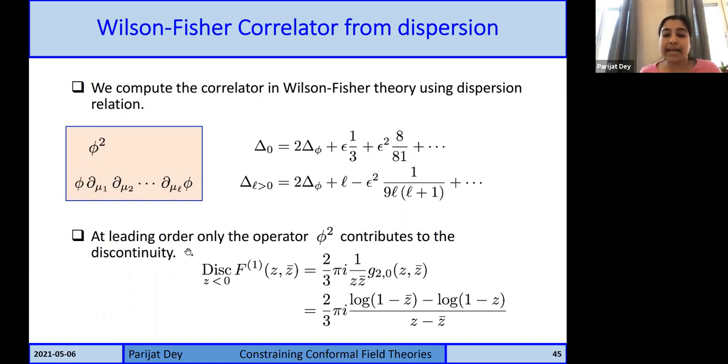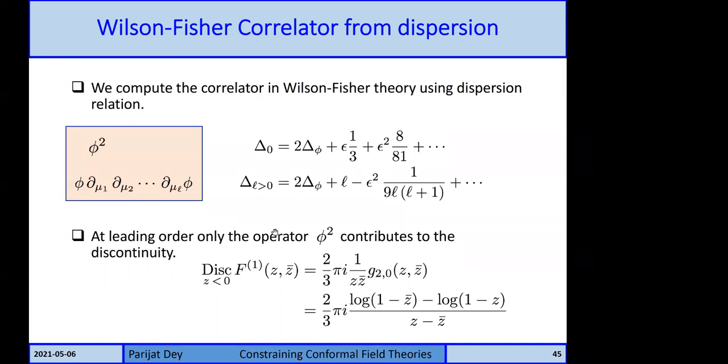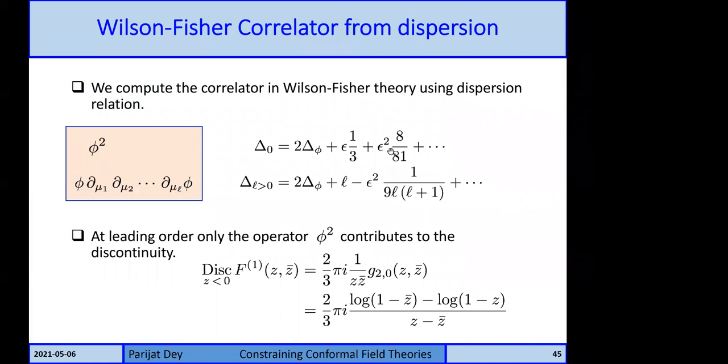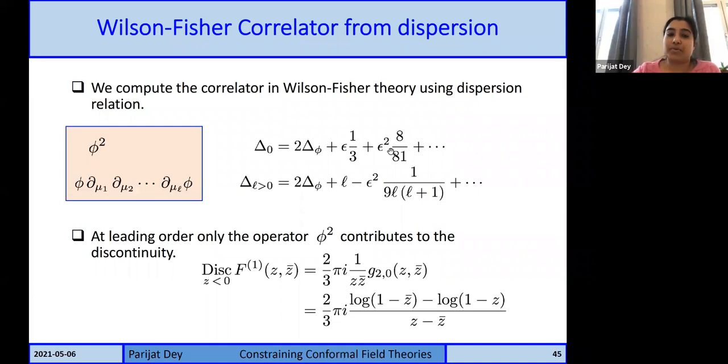So this implies that if we want to compute the first order correction to the correlator, only this operator phi square contributes. What is the value of n? n is 0 here. It's just a scale. Up to this order n is 0, but at the next order n will contribute.